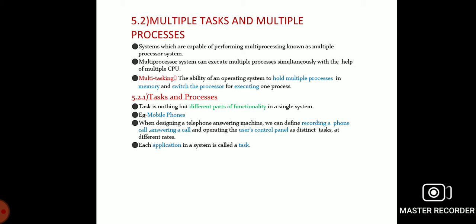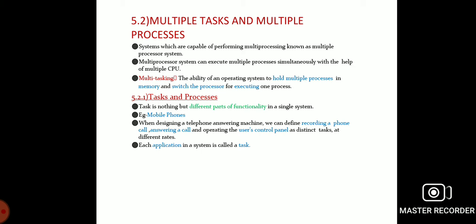So, tasking and the process. A task is nothing but a different part of functionality in a single system, for example a mobile phone or cellular phone. When we design a telephone answering machine, we define recording a phone call, answering a call, and operating the user control panel as distinct tasks at a different rate. Each application in a system is called a task.